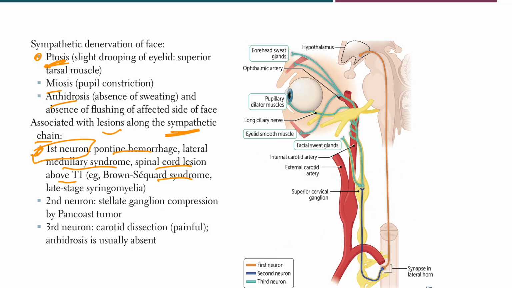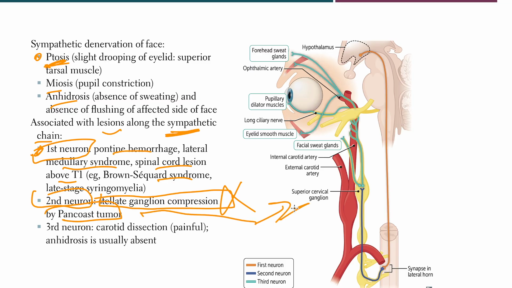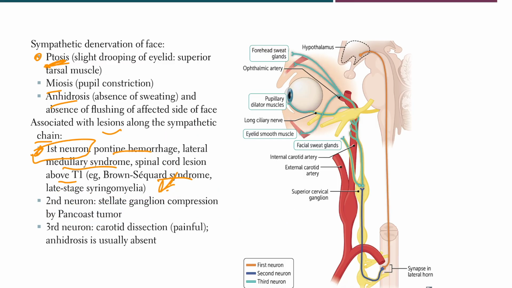So let's look at the second one now. Second neuron: stellate ganglion compression, high yield, by the Pancoast tumor, high yield. Pancoast tumor compresses the stellate. Sometimes they mention Pancoast tumor causing compression of the cervical ganglion. That's not the case. Pancoast tumor is going to compress the stellate ganglion. I think it's also in respiratory, I believe. You can also take a look over there.